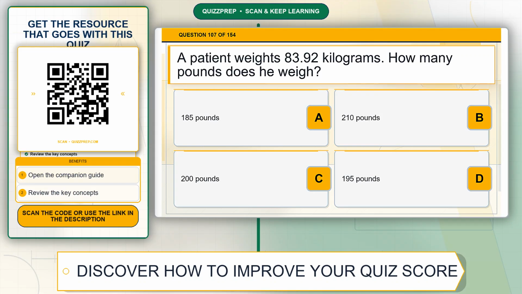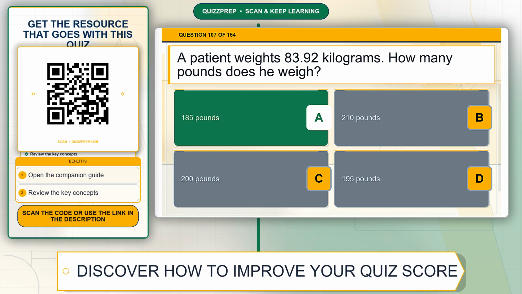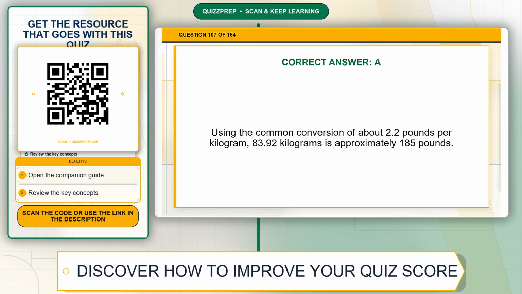Question 107. A patient weighs 83.92 kilograms. How many pounds does he weigh? Option A, 185 pounds. Option B, 210 pounds. Option C, 200 pounds. Option D, 195 pounds. The correct answer is option A, 185 pounds. Explanation. Using the common conversion of about 2.2 pounds per kilogram, 83.92 kilograms is approximately 185 pounds.